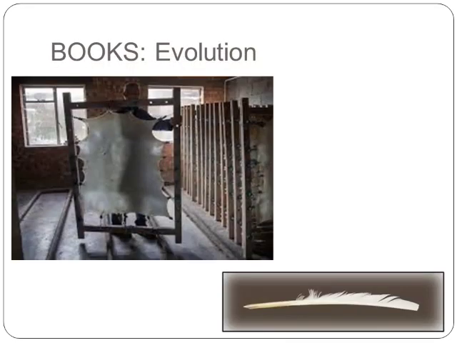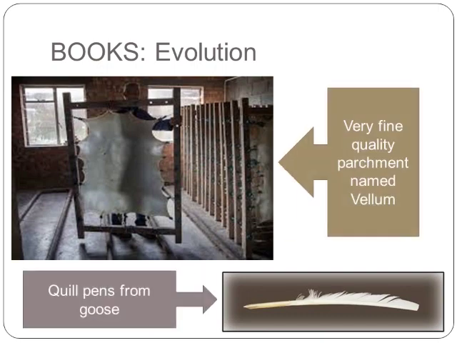Now next you can see a very fine quality parchment named vellum, which was used for special books. In the next picture you can see quill pens from goose. Scribes copied books with quill pens. What are scribes? A scribe is a person who copies out documents, especially one employed to do this before printing was invented. And how do they make quill pens? Well, they cut the ends of the feathers to make them sharp, then dip them in the ink.